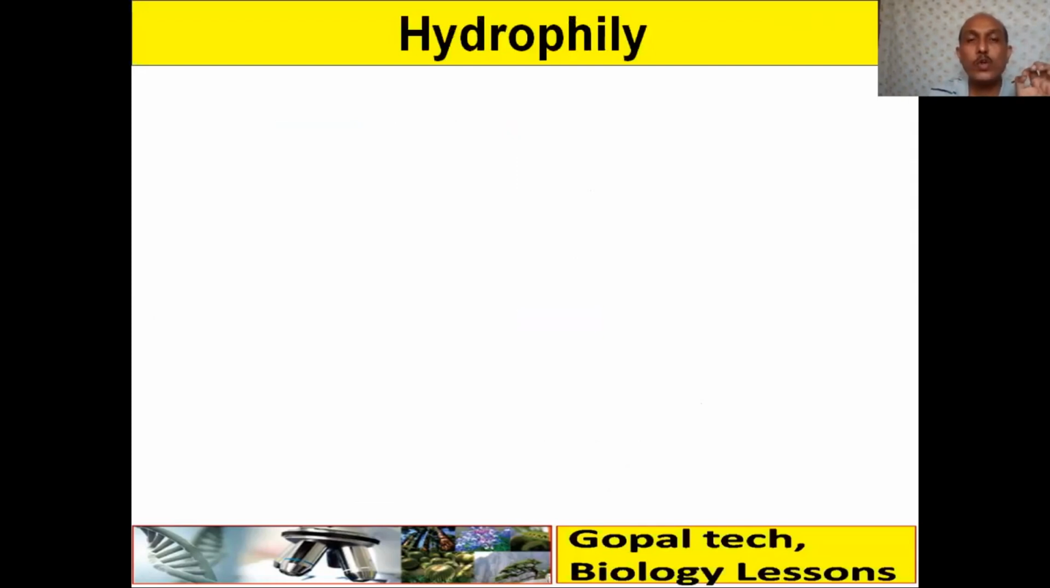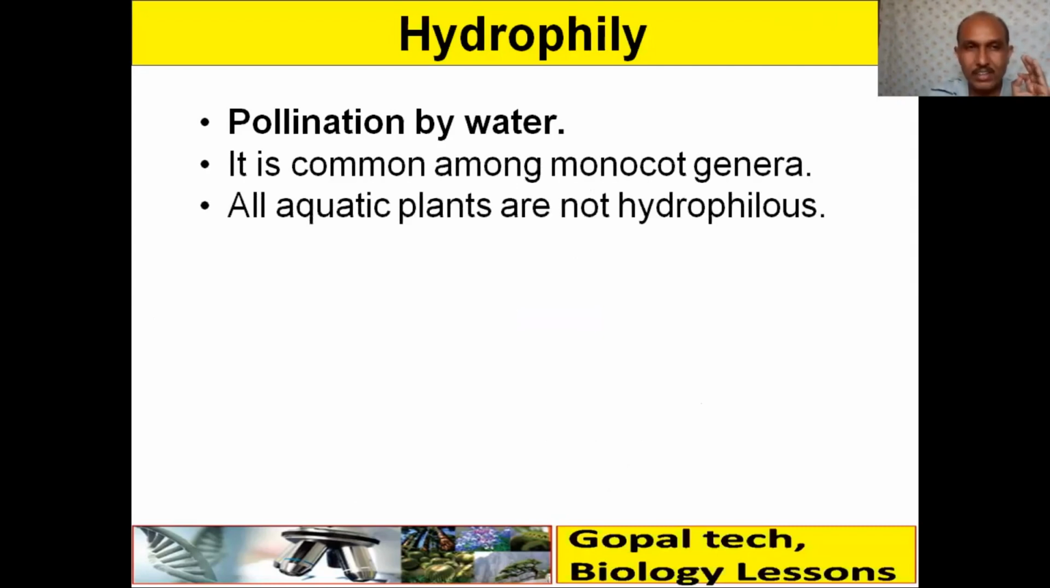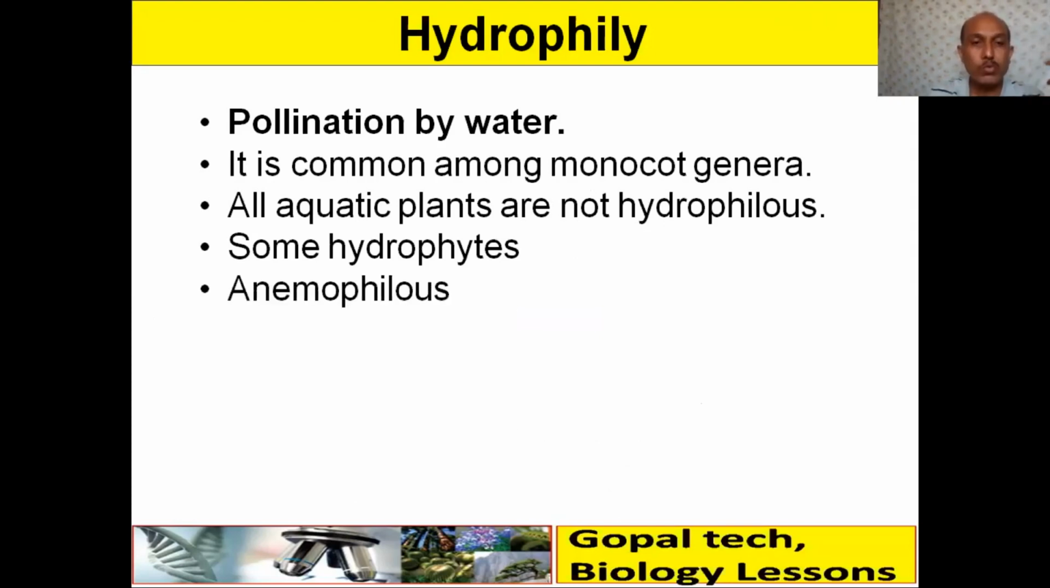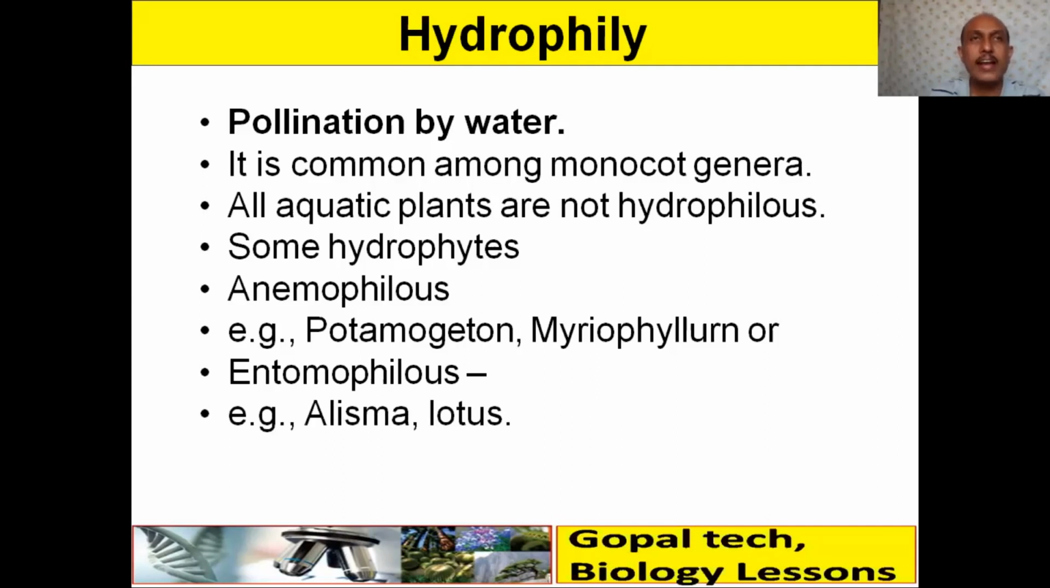Now the second one is hydrophily, that is pollination by water, या water pollinated plants. It is common among monocot genera. All aquatic plants are not pollinated by water, या hydrophilous. Some hydrophytes are anemophilous, example Potamogeton, या Myriophyllum, or some are entomophilous, that is insect pollinated, Alisma and lotus. See, lotus is even present in the water, but flowers are exposed, and so it is attractive. So remember this one, only monocot genera.